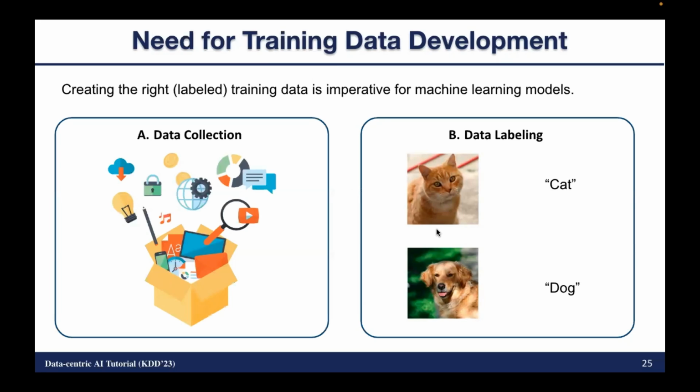So firstly, why do we need to develop training data? It's actually very obvious. To learn a machine learning model, the first step is to create the right training data. And sometimes we need labeled data. So we need to collect the data and label it, like this image is a cat, and this image is a dog, and so on.